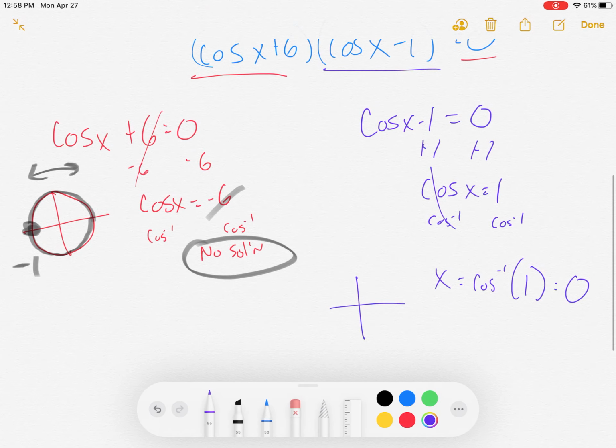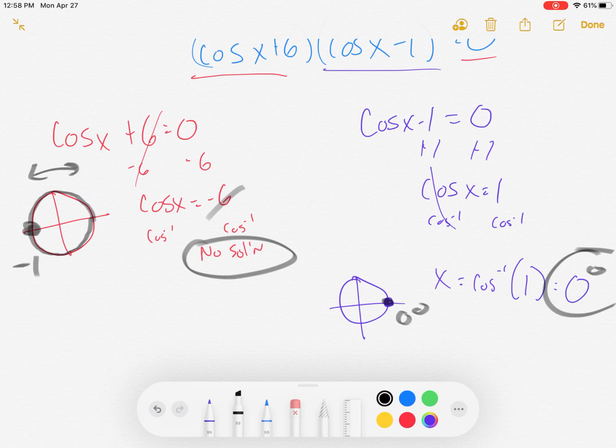And that makes sense again because if we're on the unit circle, what they're asking us is where is the cosine equal to 1? So where do I go right? One spot right here, which is at 0 degrees. So your answer for this one is 0 degrees.